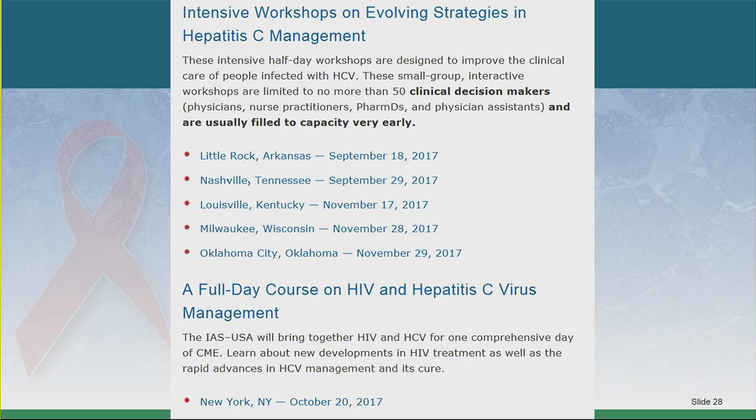Okay, so we've got several questions. Quick question, quick answer. What level of CD4 should people be at to be treated for hepatitis C if they're co-infected? What level of CD4? There actually are no specific guidelines regarding that.